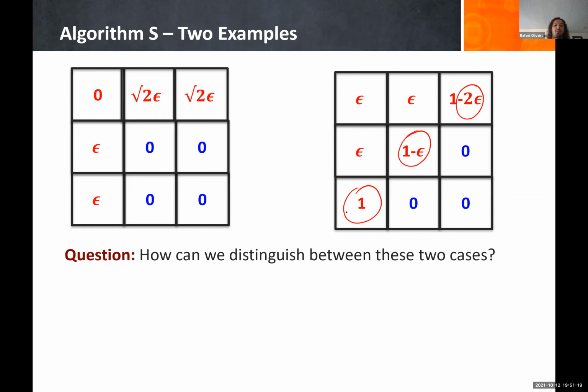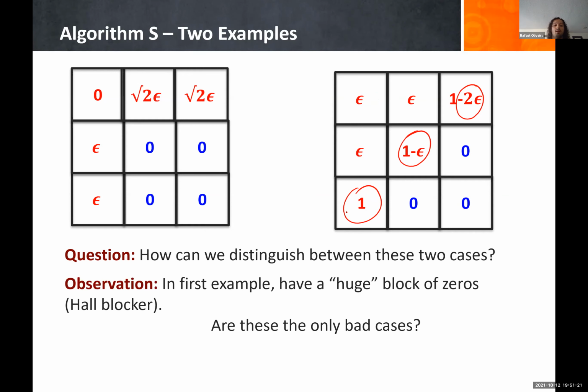I'm not going to go into much detail. But the observation that Ankit gave was that in the first example, we have this huge block of zeros, which is this Hall blocker. And the question was, are these the only bad cases? Ankit proved to you, using the matrix scaling algorithm, that these are indeed the only bad cases.